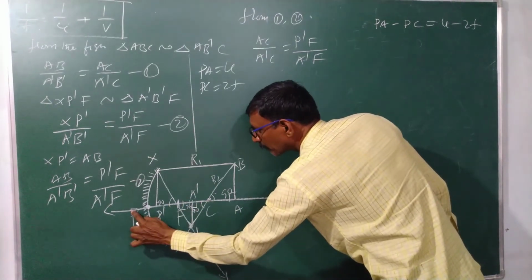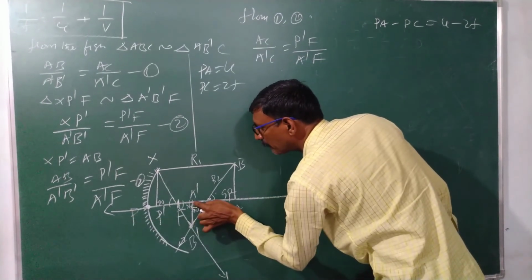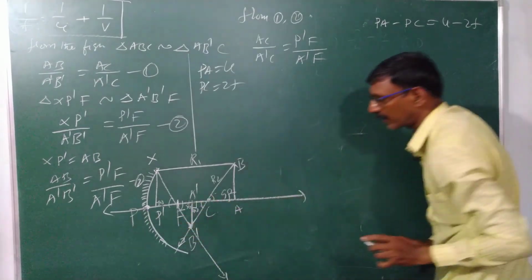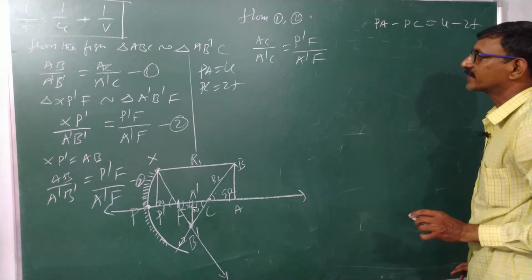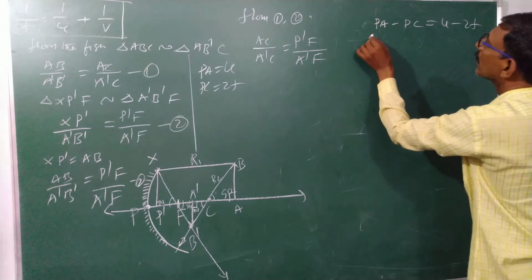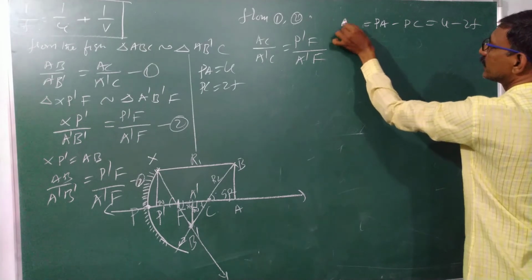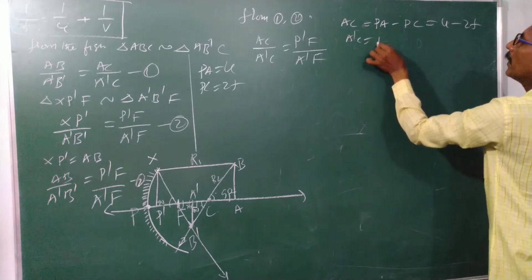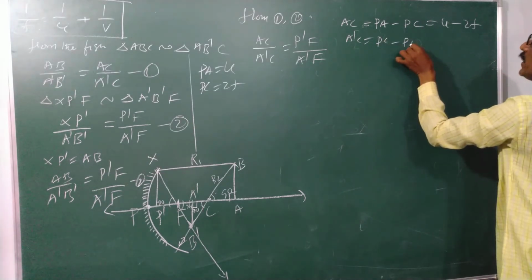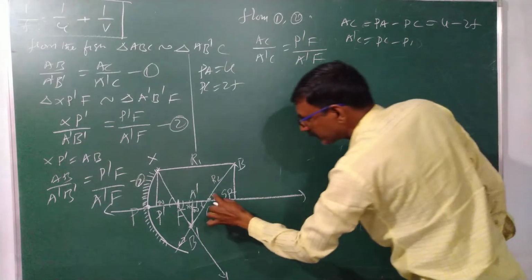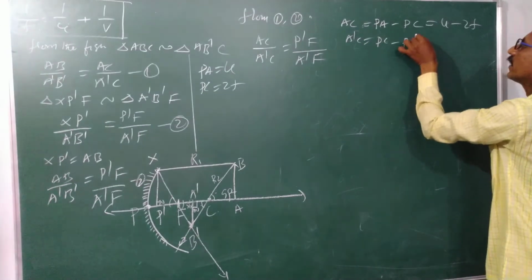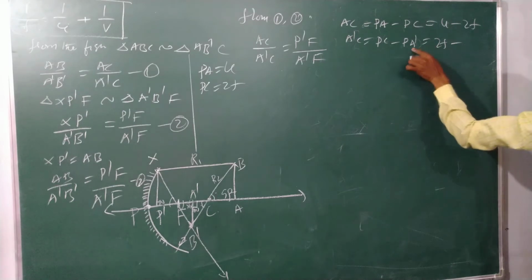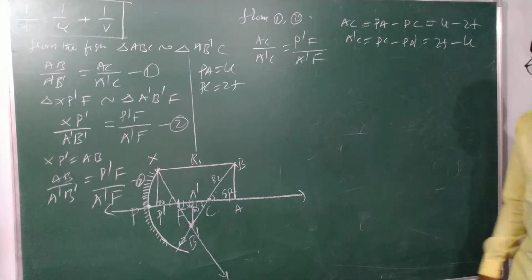PC minus PA dash is nothing but A dash C. The next one is A dash C. A dash C is nothing but PC minus PA dash. PC is nothing but 2F, minus PA dash is nothing but U.